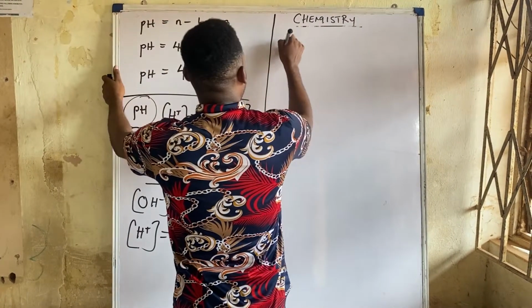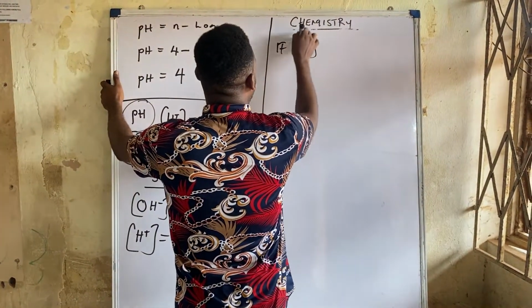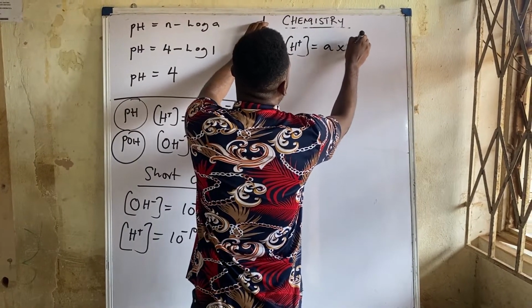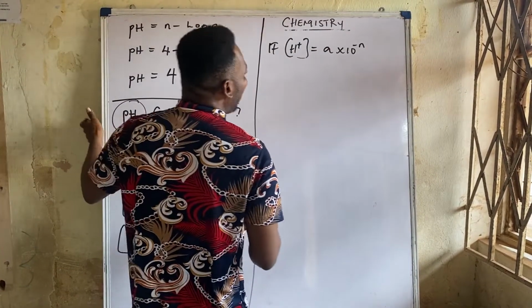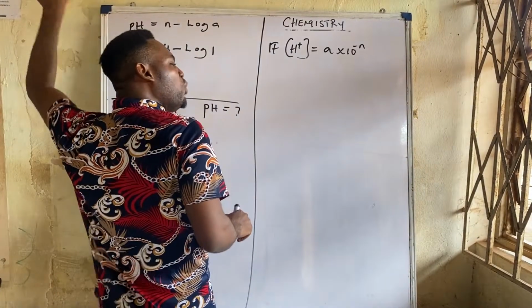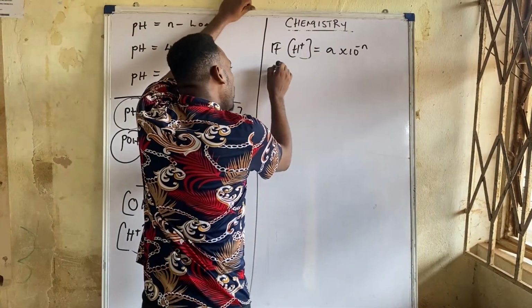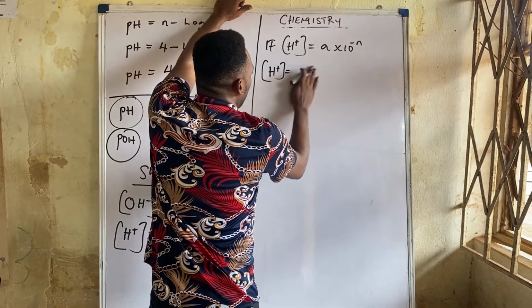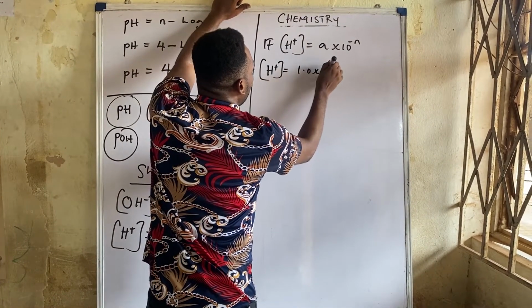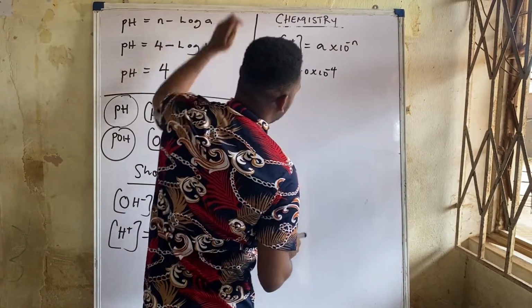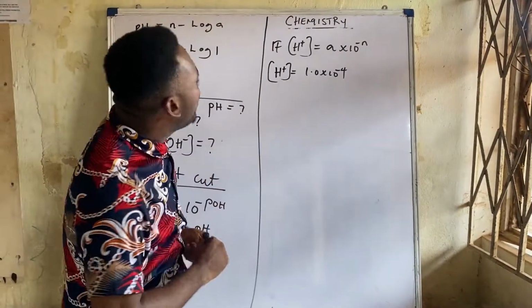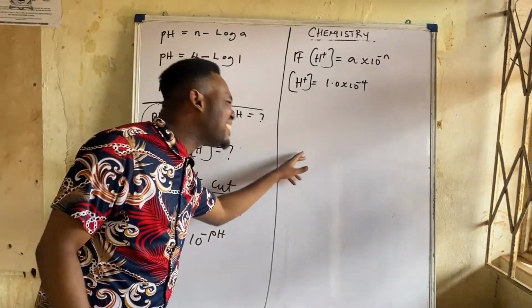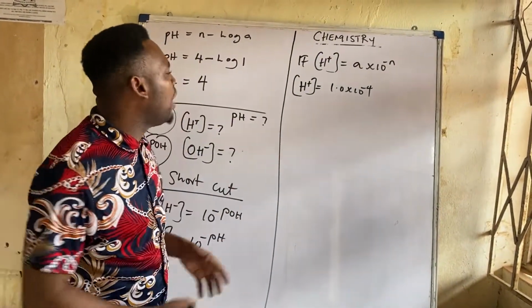Look at this. If hydrogen ion concentration is given as A times 10 to the power minus N, let's take that question we solved initially. Question 1 that we solved, H plus is this. We had 1.0 times 10 to the power minus 4. There is a way you can estimate the pH without even solving at all, knowing your answer before you even solve. How do we go about that?